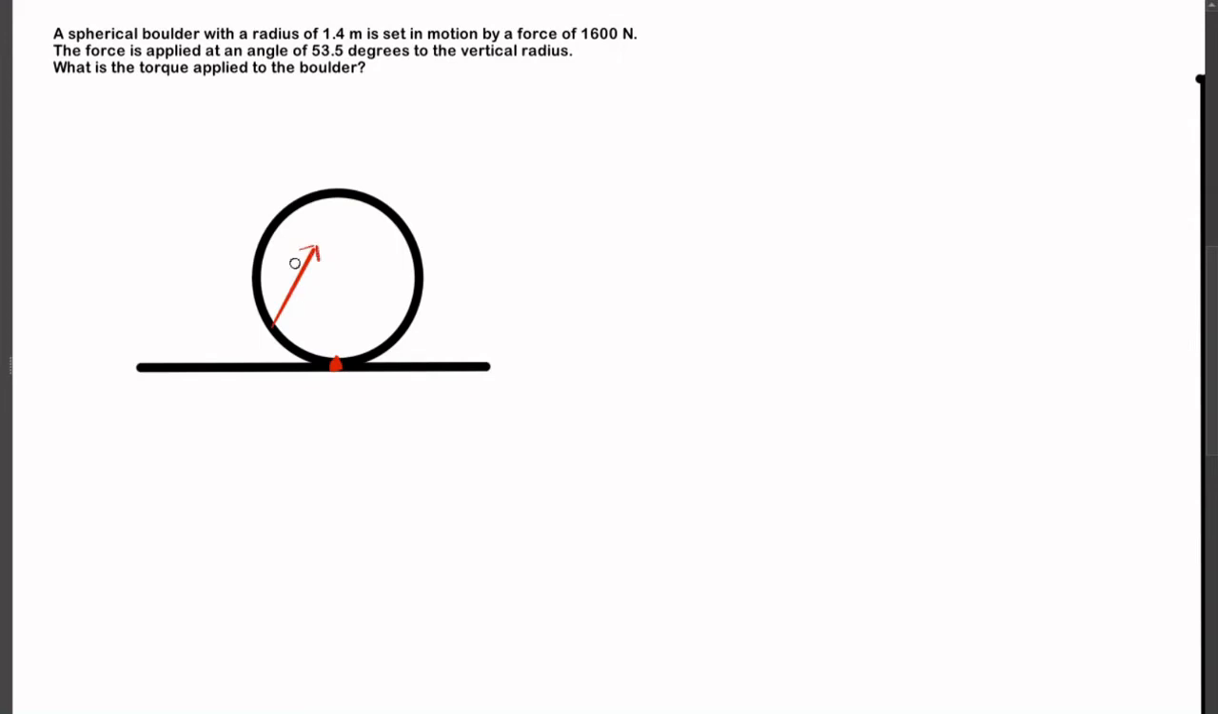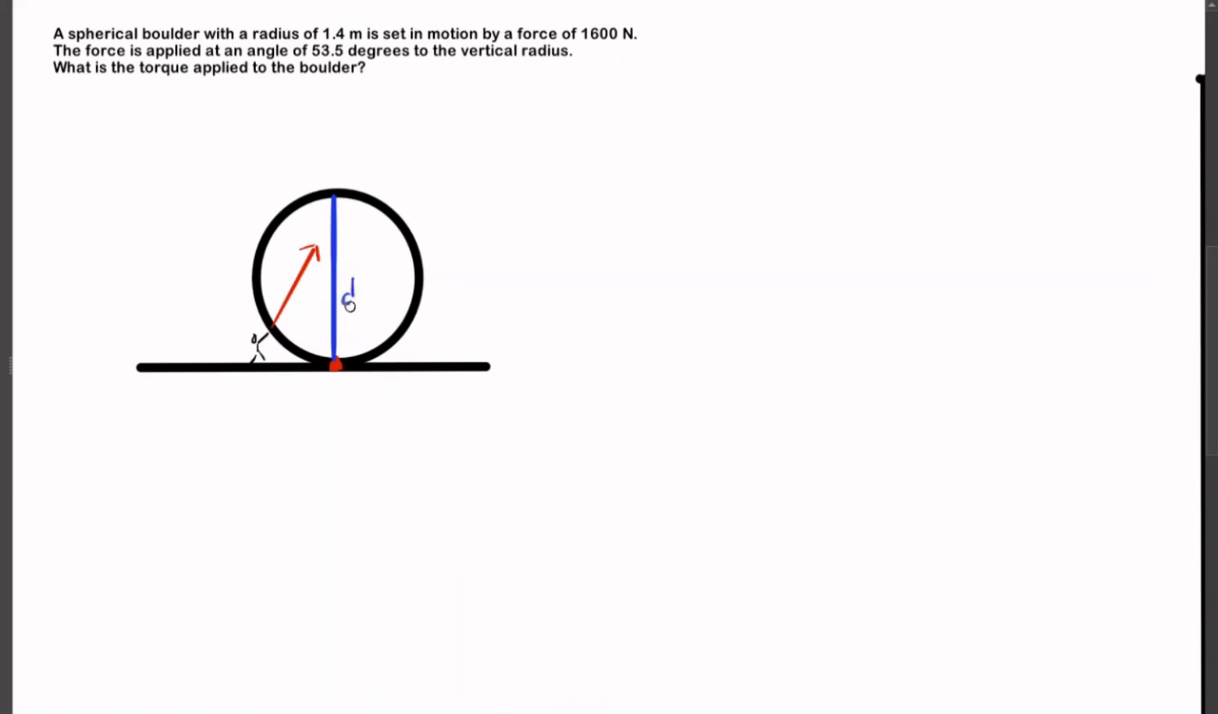Okay, so there's the force that we're applying to this boulder. All right, like a little person down here pushing on it like this. Okay, anyway, and then we've got this distance. Now this says the radius of this is 1.4 meters, right? So that's the d. That's the distance across this boulder.